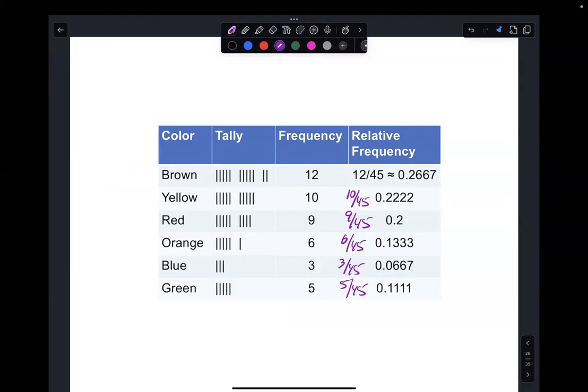So I can look at this and see 13.33% of my M&Ms were orange. 6.67% of my M&Ms were blue, etc. So you can see what proportion of my M&Ms were each color. And it makes it a lot easier. If I was comparing 2 bags of M&Ms, I could see whether I have pretty much the same proportion of each one.